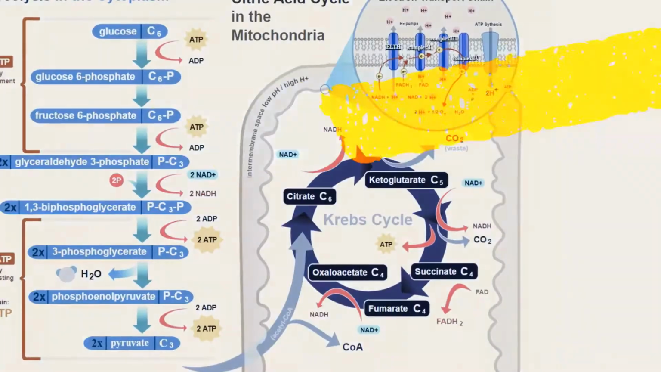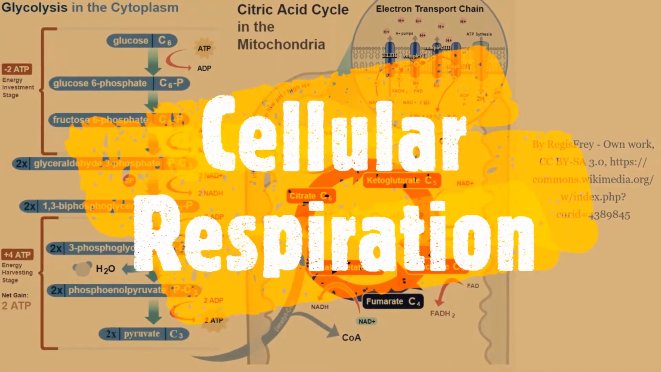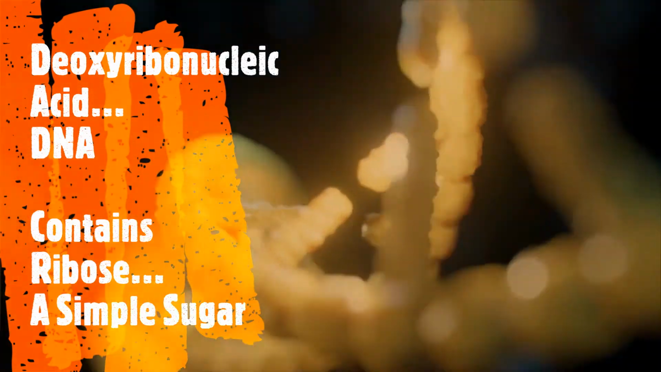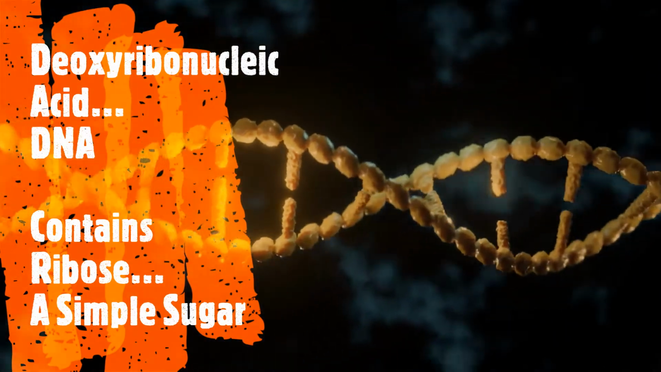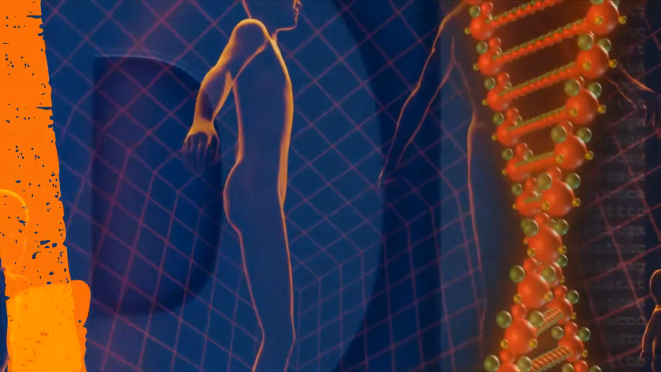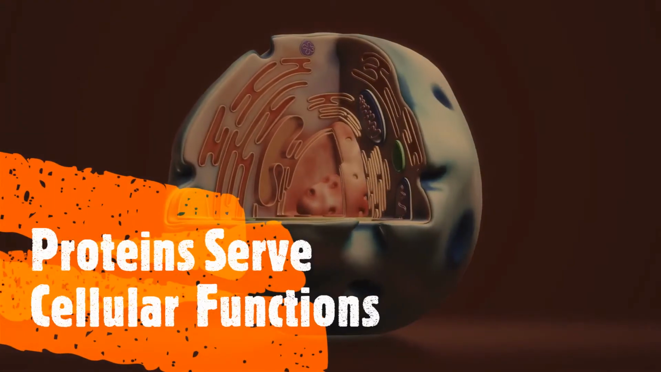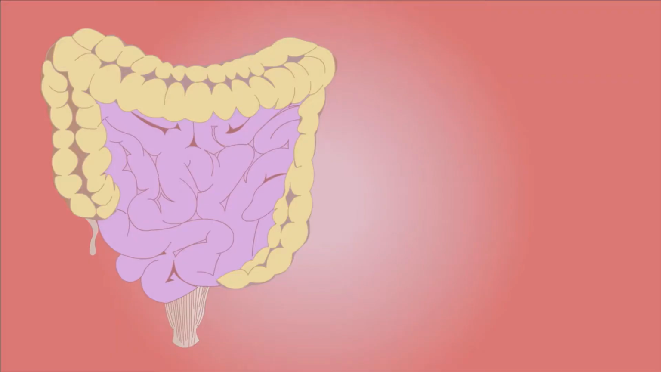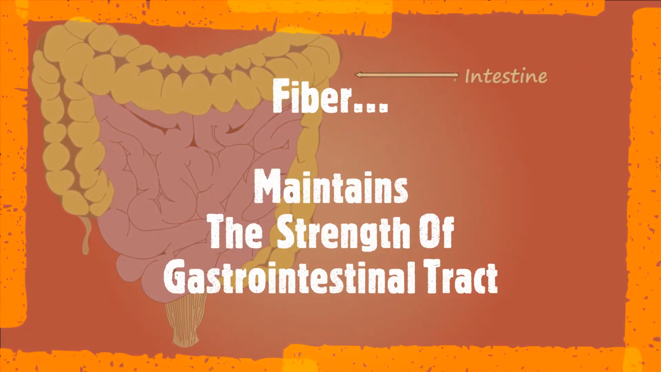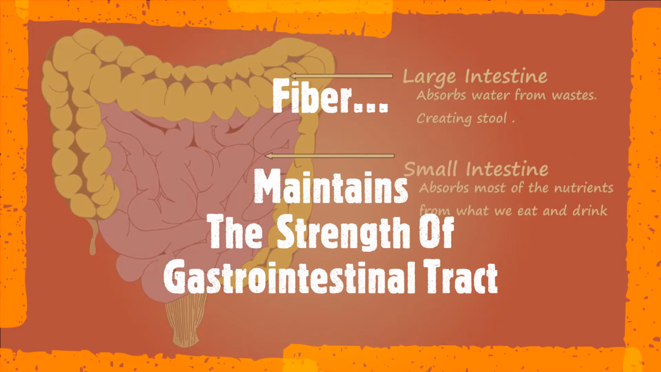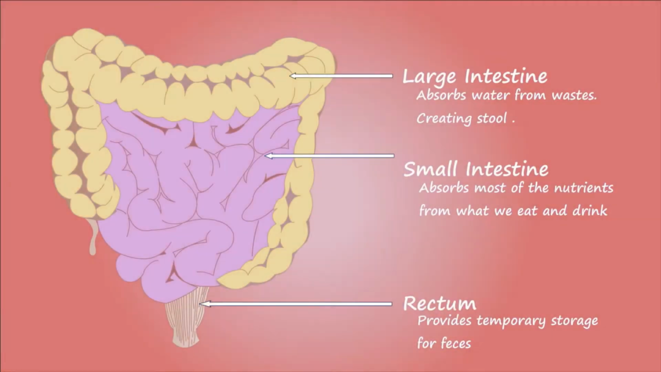However, our body uses carbohydrates for many other very important purposes. For example, some carbohydrates are needed for the production of our genetic material, or DNA. For clarity, DNA is responsible for the production of cellular proteins that go forth and serve many important cellular functions. Furthermore, other carbohydrates, such as dietary fibers, play important roles in maintaining the health of our digestive system and are believed to help reduce the risk of many diseases.